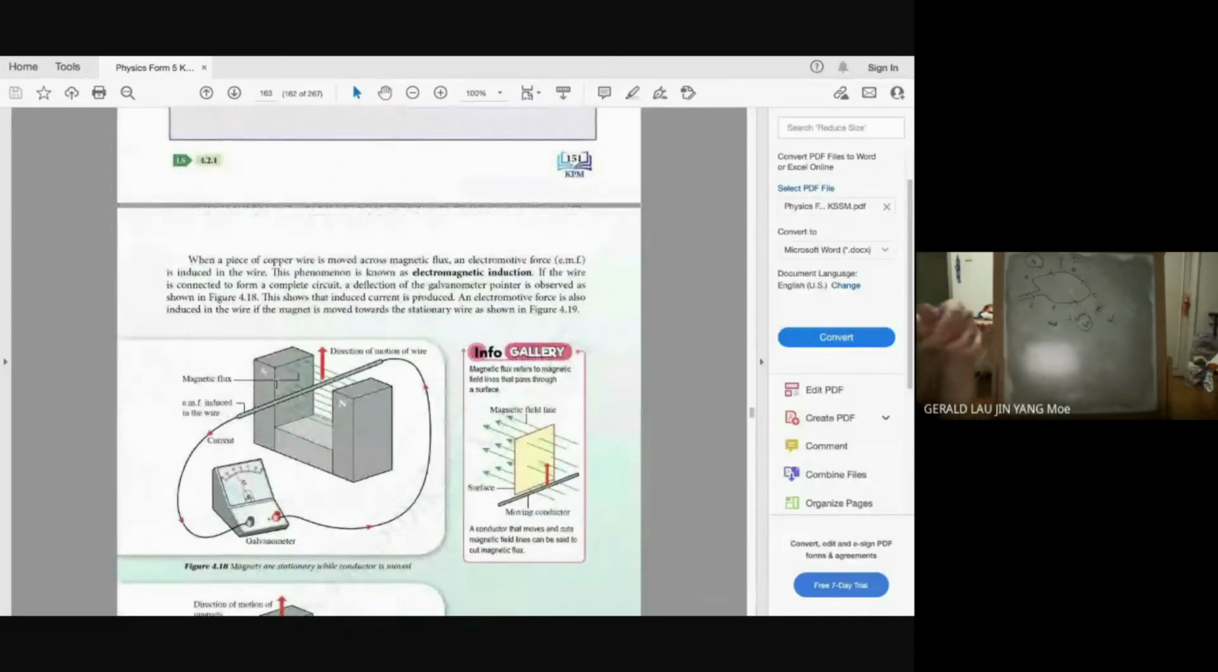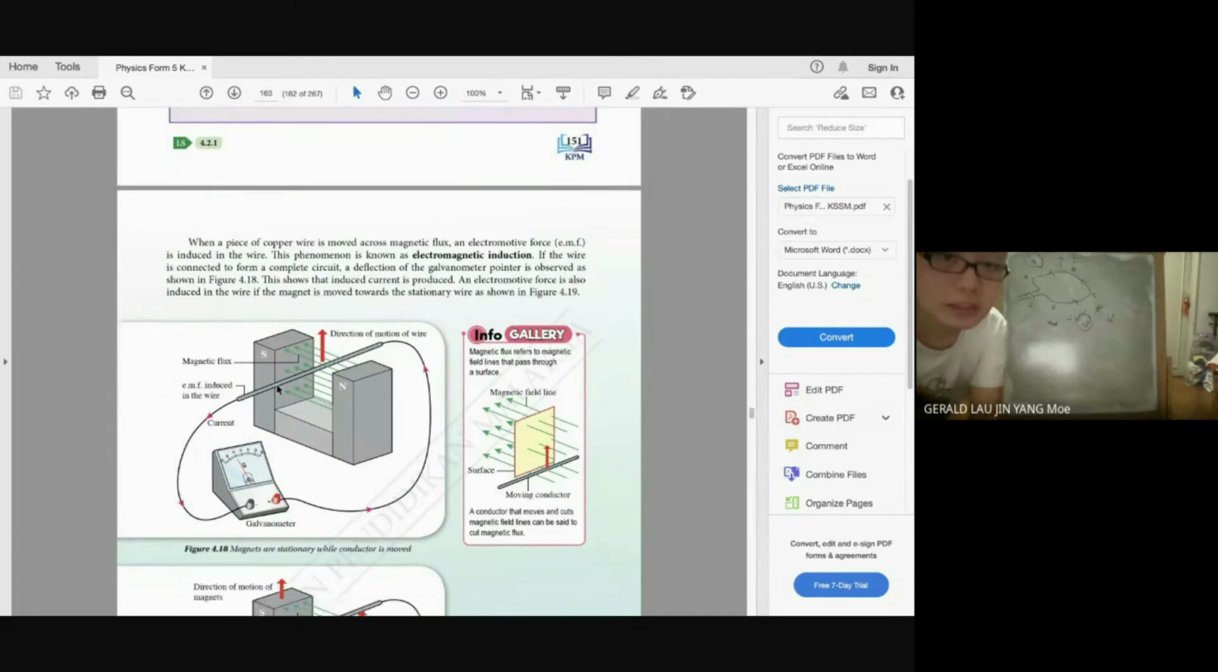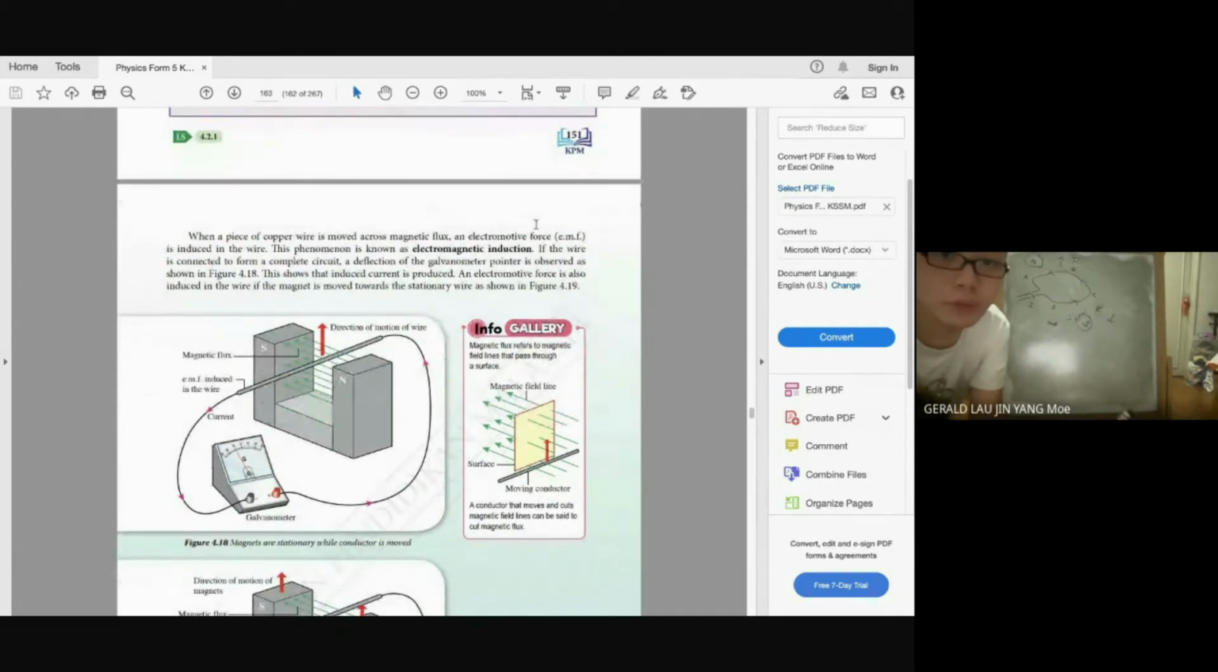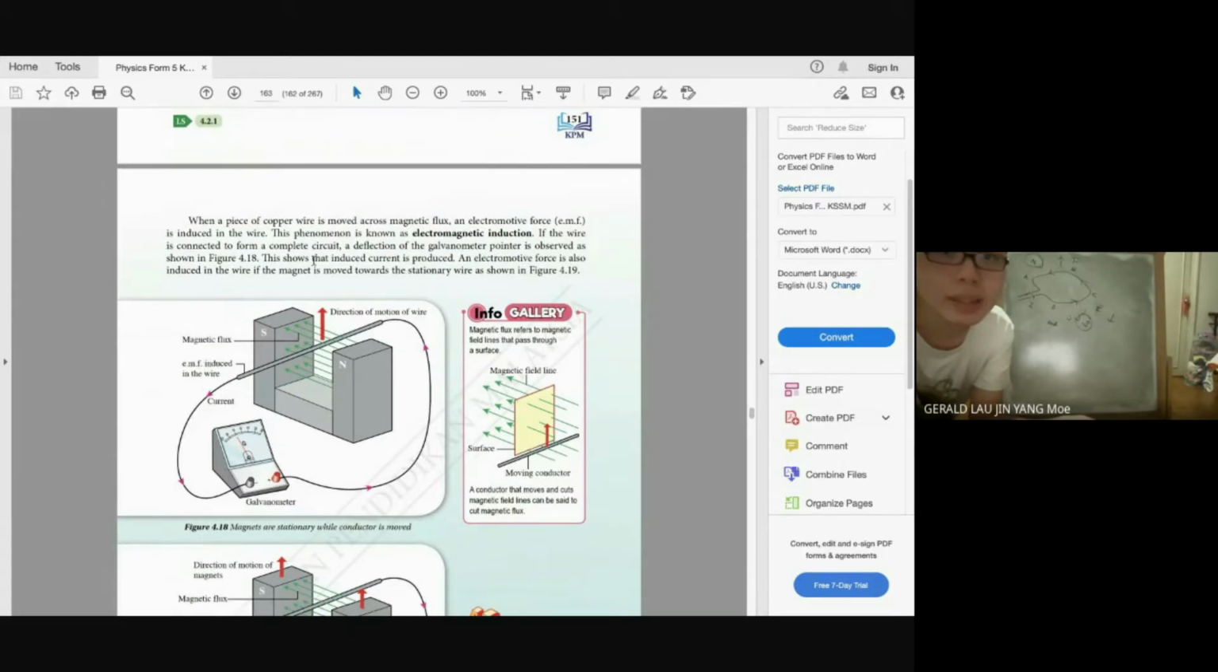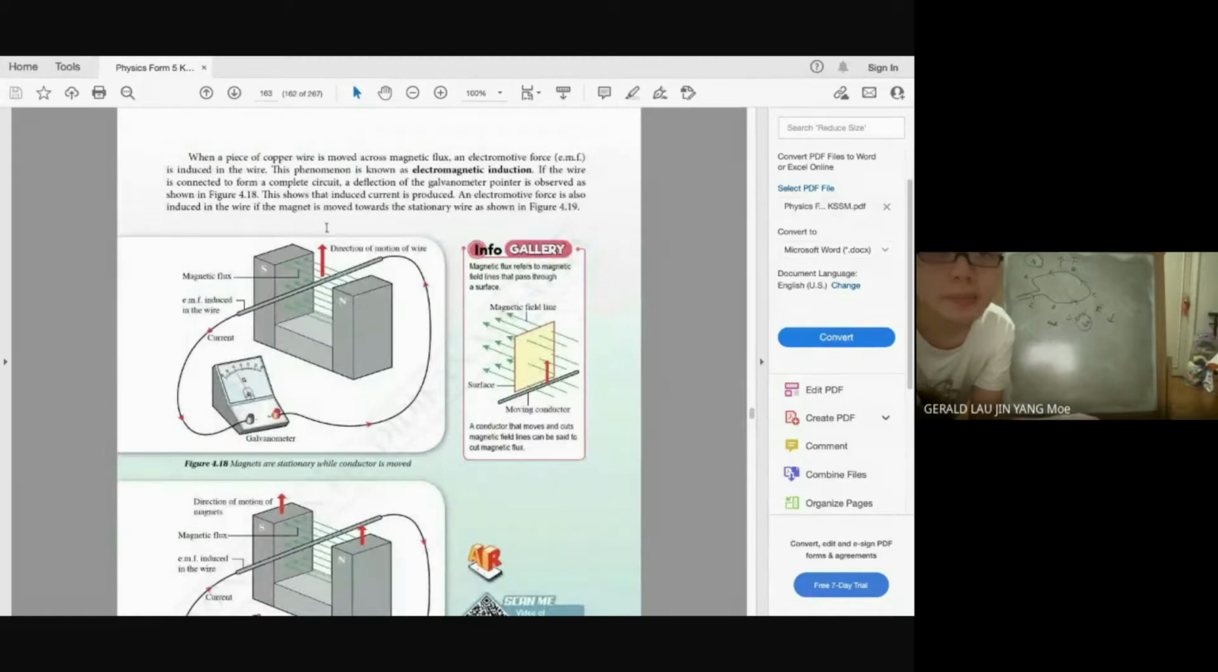Okay. When a piece of copper wire is moved across magnetic flux, an electromotive force EMF is induced in the wire. The phenomenon is known as electromagnetic induction. Okay, that means you produce the induced current. It is connected to form a complete circuit. Deflection of galvanometer pointer is observed as shown.